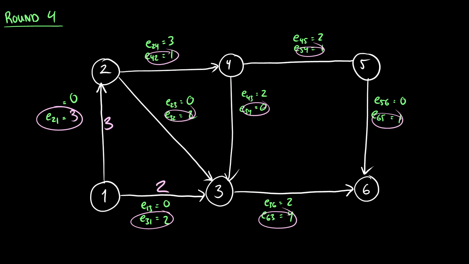So it's 3, 2. 2 to 3 is using 2. 2 to 4 is using 1. 4 to 5 is using 1. 5 to 6 is using 1. 4 to 3 is using 0. And 3 to 6 is using 4. I just realized now that in this example, I went from 5 to 6 instead of 3 to 6.